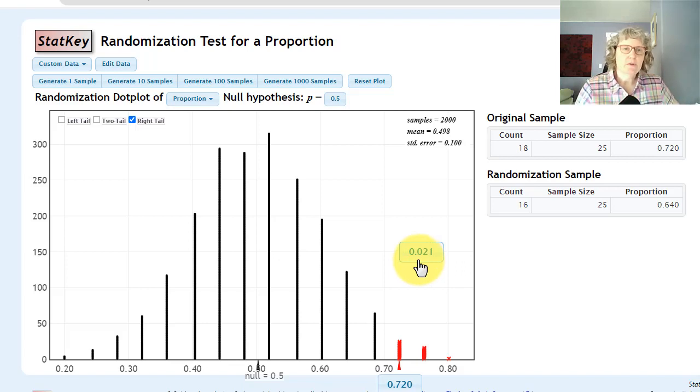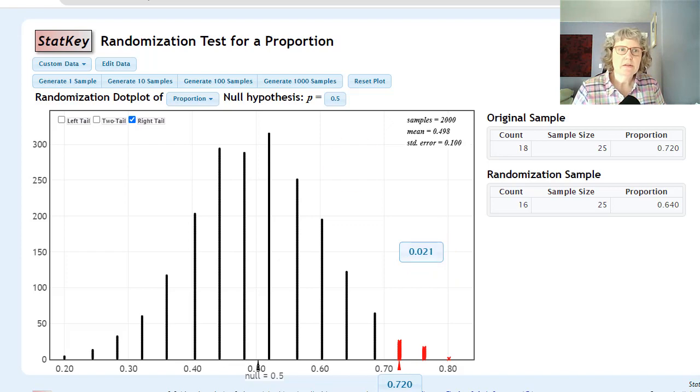But I like showing you the Rossman Chance because then you can really understand what this one is doing as well. Of course, we could calculate it since we know there are 2,000 samples. We could figure out how many little red X's there are in here. But I'm just going to go with this. This is our p-value of 0.021. Okay, so let's compare that with what we had before.